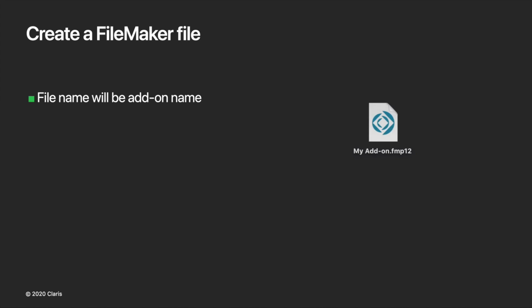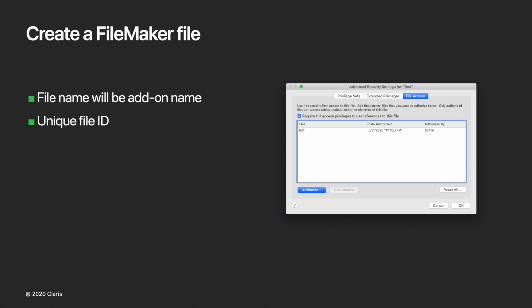You can create the FileMaker file in just about any way you like. Be sure to name the file what you'd like the add-on to be named. Now, add-ons are internally identified by the file ID of the file that they are based on. So if you're going to create the add-on from a copied or a duplicate FileMaker file, you may want to give this file a unique file ID by using the Reset All button in the File Access tab under Advanced Security Settings.